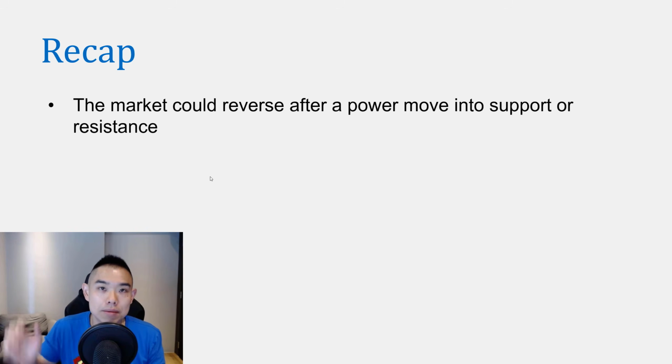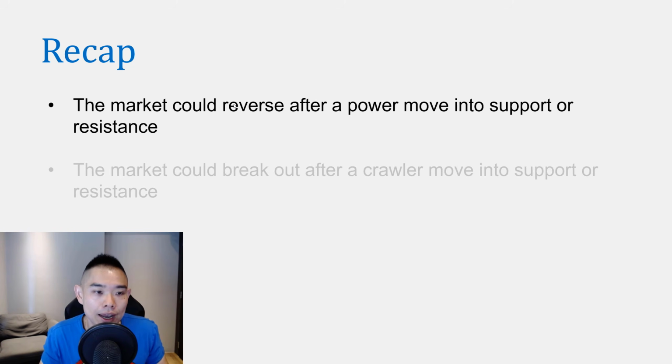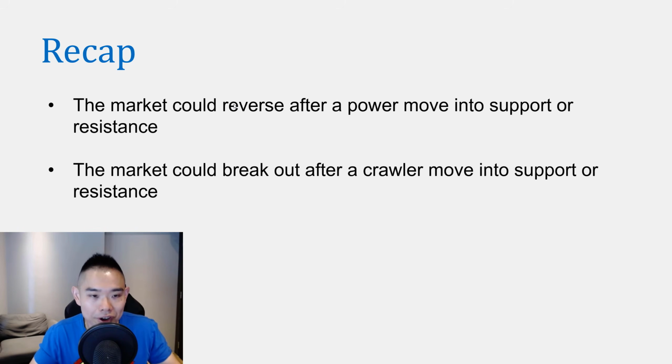Number one, the market could reverse after a power move into support or resistance, as I've explained earlier. However, we don't trade every power move or trade a reversal just because a power move comes into support. There's one or two other things that I still look out for before I trade a power move. And moving on, the market could also break out after a crawler move into support or resistance. In other words, a series of higher lows into resistance or a series of lower highs into support.